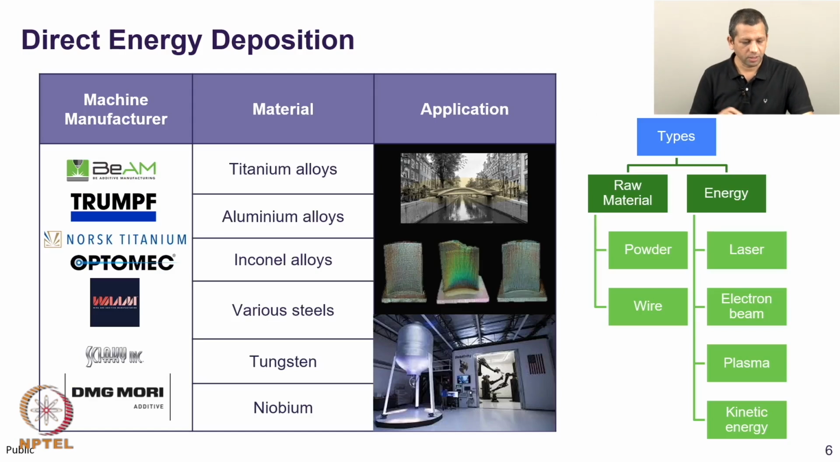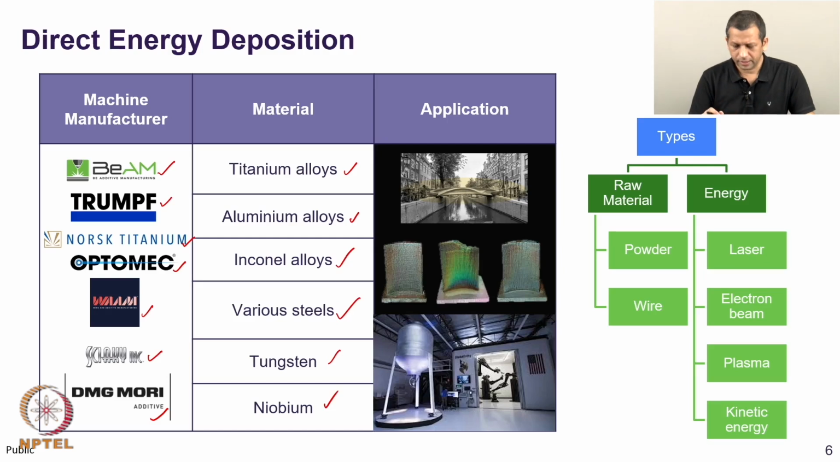There are many machine manufacturers for the DED deposition process. There is Beam, we have Trumpf, we have Norsk Titanium, and Optomec, we have BAM Incorporated, we have Sciaky Incorporated, and DMG Mori Additive. Like mentioned earlier, titanium alloys, aluminum alloys, Inconel, various types of Inconel, various types of steels, tungsten and niobium alloys can be deposited.